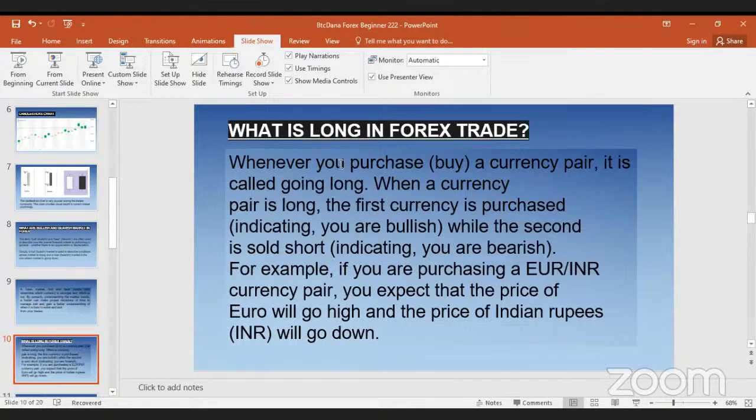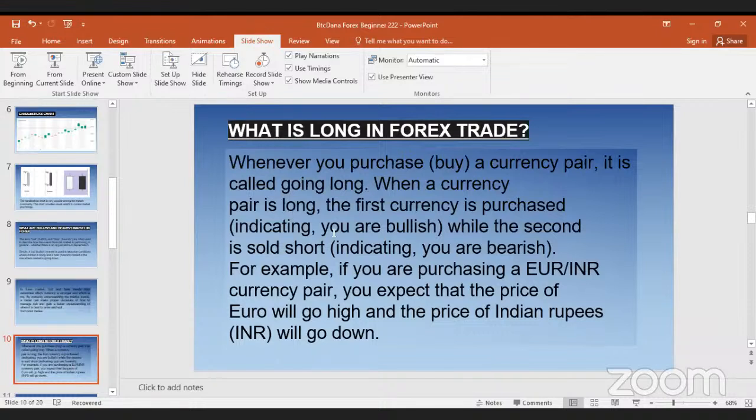Whenever you buy a currency pair, it is called going long, because you are buying. It's a forex term. When you hear anybody saying, GBP USD is going up, I want to go long, they mean they want to buy. Likewise, when you hear them saying, this market is going down, I want to go short, it means they want to sell. I hope we all understand.